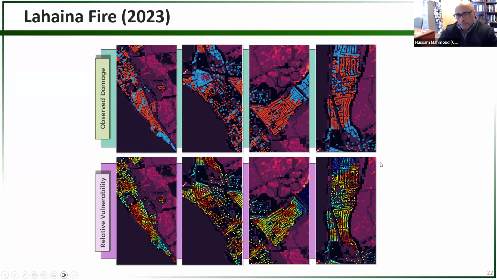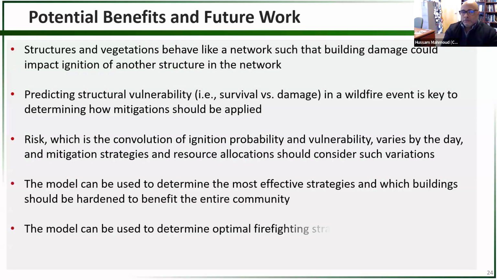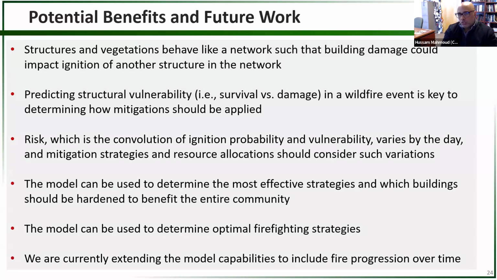We're doing many other things to continue to improve the model and continue to test the capabilities. One of these things, for example, is understanding how mitigations at different locations would impact the entire risk for the whole community. We're working on this now because, as I mentioned, vegetation and structures behave as a network. So understanding how many homes or how much vegetation I need to remove or harden, and what that would do to the whole community, is an intriguing question we're trying to answer.